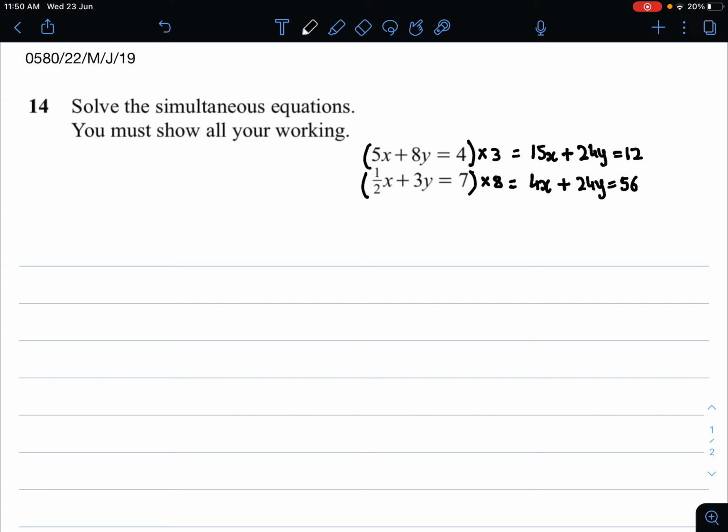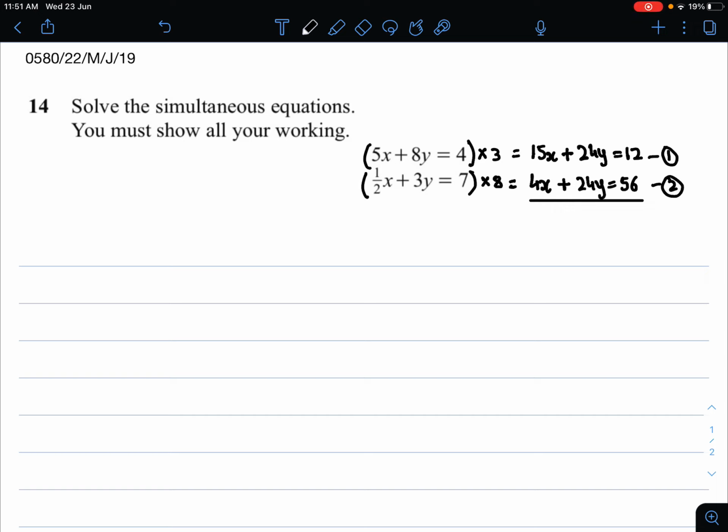Now as you see over here, I've got the coefficient of y to be the same, that is 24 in this case. So now what you need to do is subtract the second equation, that is this, from the first equation, that is this. So let's go ahead and do that. What you do is basically subtract the coefficients.